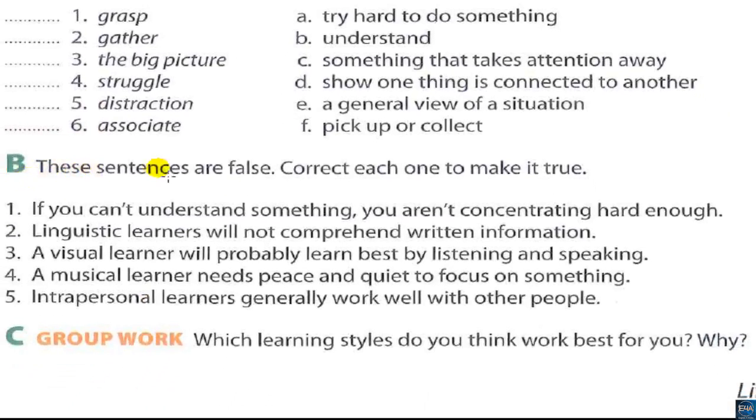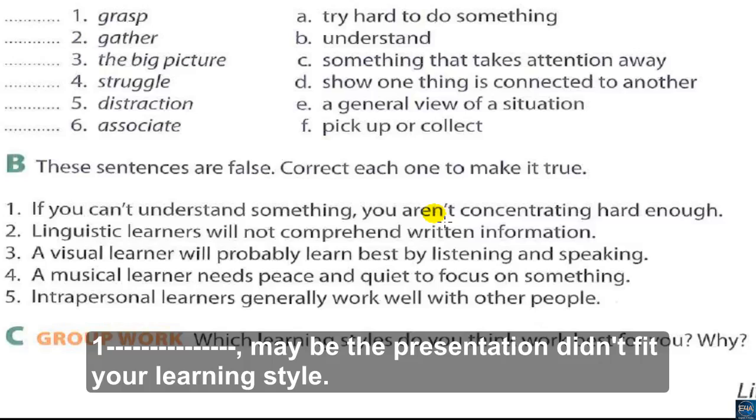B. These sentences are false. Correct each one to make it true. So here I have a sentence and this sentence is wrong. You need to correct the sentence. You make it true. If you can't understand something, you aren't concentrating hard enough. No, this is wrong. Correction: if you can't understand something, maybe the presentation didn't fit your learning style.